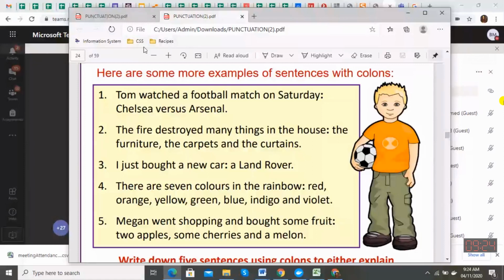Tom watched a football match on Saturday: Chelsea versus Arsenal. Second one, the fire destroyed many things in the house: the furniture, the carpets, and the curtains. I just bought a new car: a Land Rover. There are seven colors in the rainbow: red, orange, yellow, green, blue, indigo, and violet. Megan went shopping and bought some fruit: two apples, some cherries, and a melon.